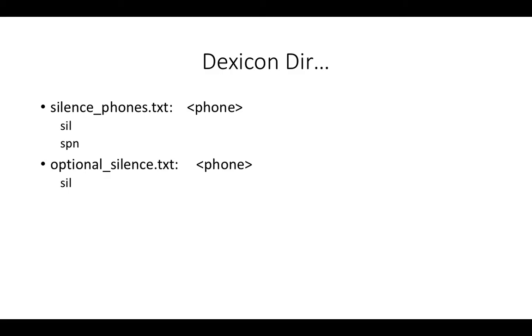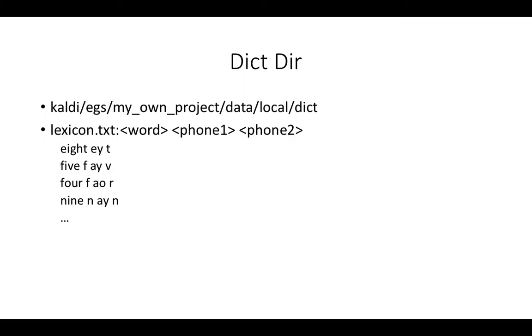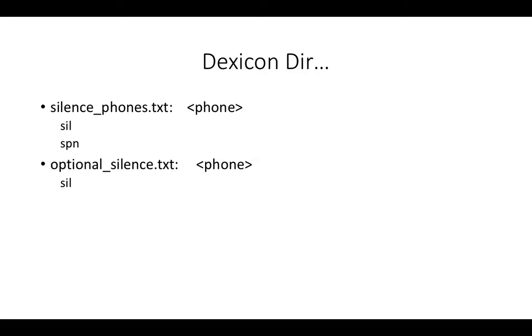Okay, so this is a little about the dictionary directory. In the dictionary directory, we have to have 4 files: lexicon, non silence phones, silence phones, and optional silence phones.